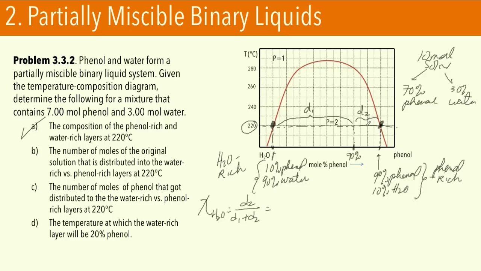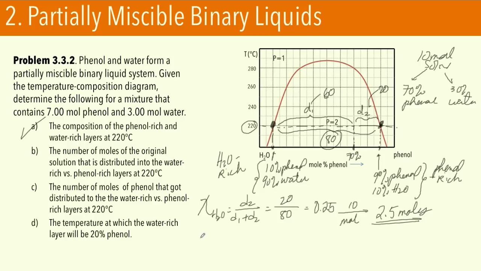So d2, let's use the x-axis values, the percent of phenol, that is 90 minus 70, so this is equal to 20. For d1, on the other hand, that is 70 minus 10, so that is 60. The overall distance over here is going to be equal to 90 minus 10, so that is 80. So d2 is equal to 20 over 80. So the mole fraction of the solution that got distributed into the water-rich layer is equal to 0.25. Since we're dealing with a 10 mole solution, that is just 2.5 moles.